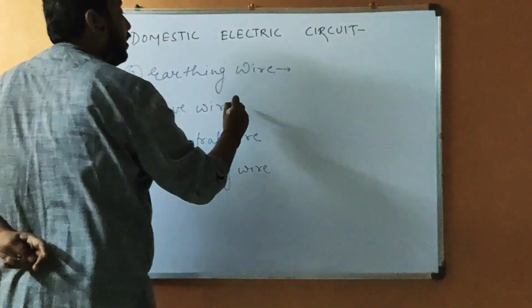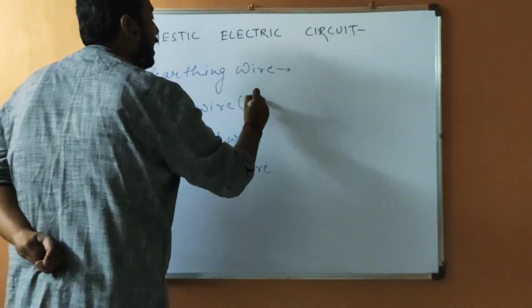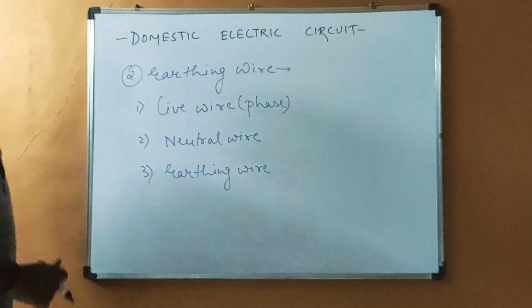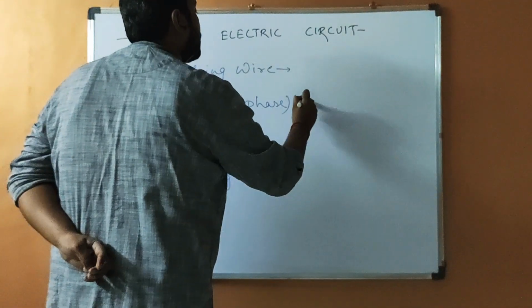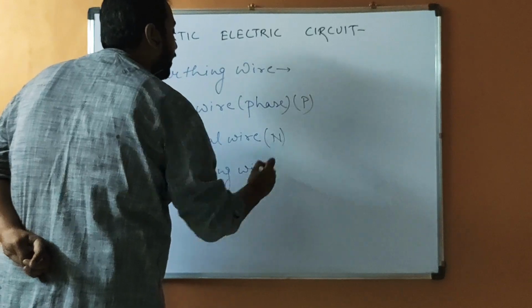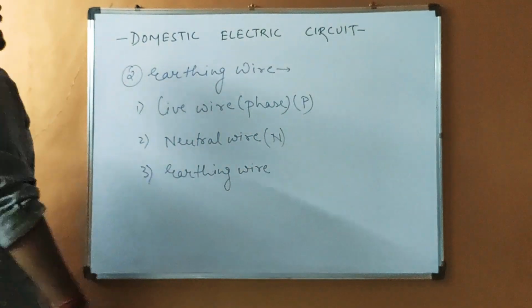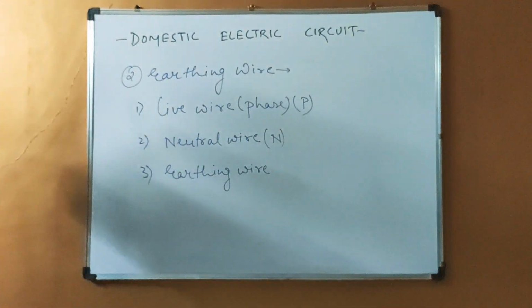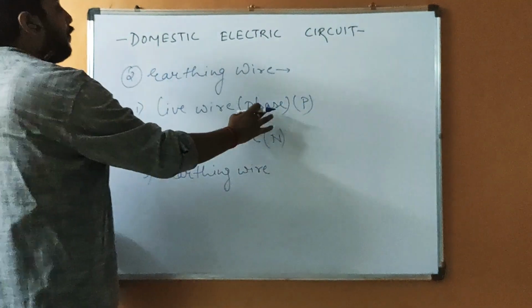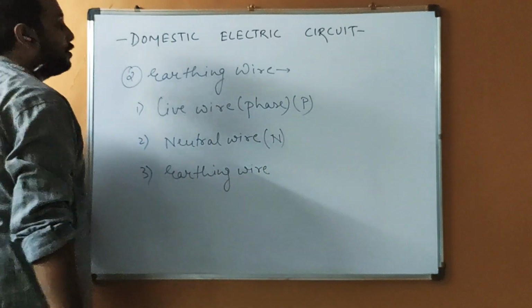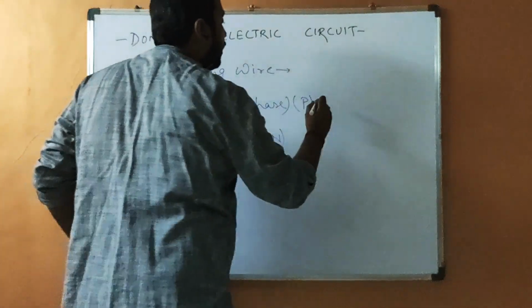The live wire is also known as phase wire. Generally we say it as positive, the neutral wire as N, and earthing wire is earthing wire. Actually, that is not positive and negative. When you listen to an electrician, they will say phase and neutral. Phase means live wire, neutral means neutral wire, and another is earthing wire.